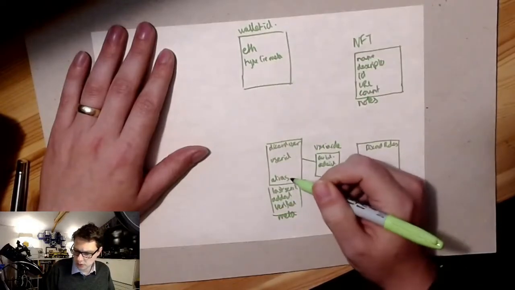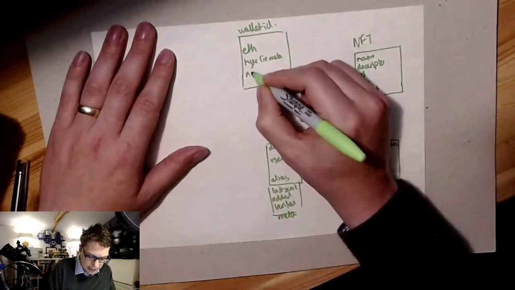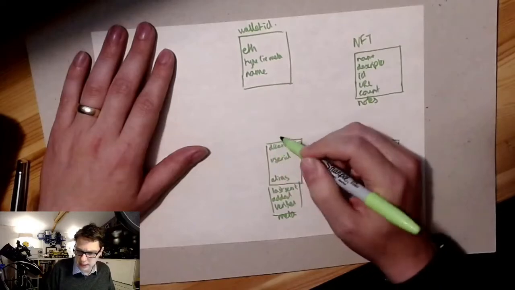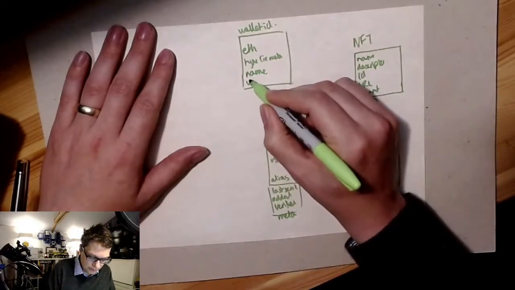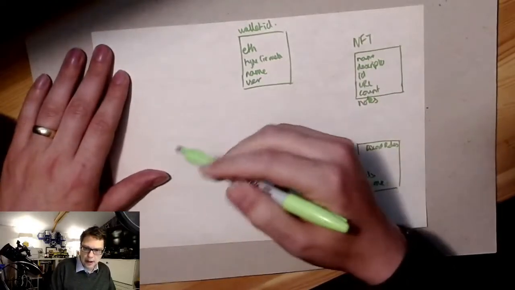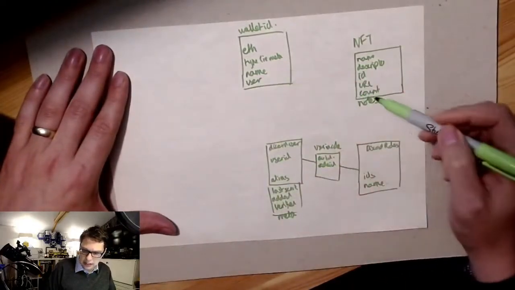MetaMask wallets. I'm going to want a name here so I can name these things later, because they may not be linked to a real user. And I'm going to also have a user. Now this is where I started to think about in my head, how do these things link?